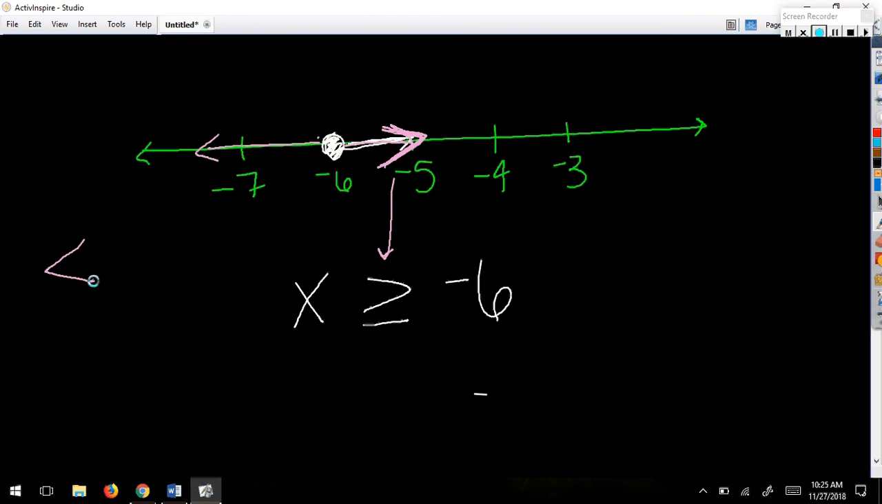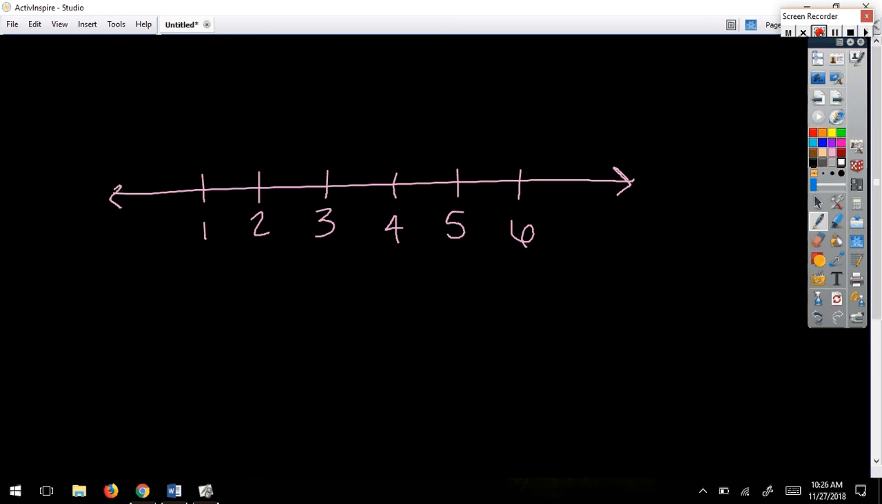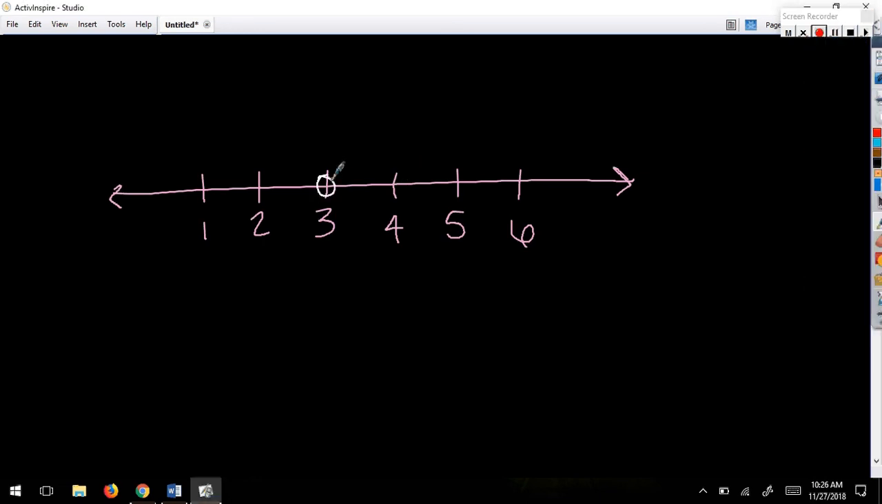All right. One more. Here's what I want you to do. Don't blurt this answer out. I want you on your paper right now to write the inequality that describes that graph. On your own, don't blurt it out.